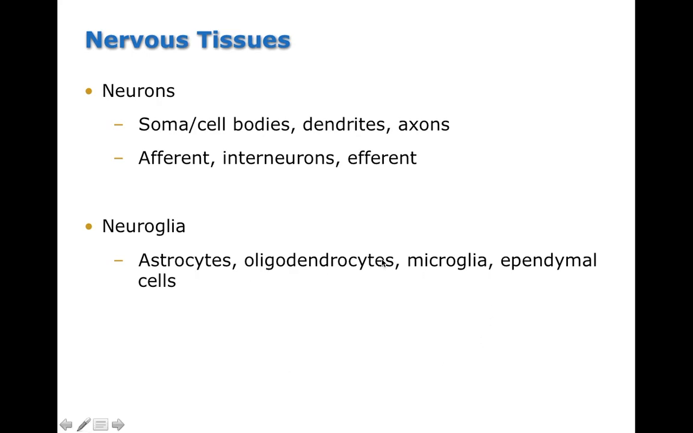And then oligodendrocytes are the ones which help form myelin, or the insulating material of axons within your central nervous system. We have the microglia, which are essentially the immune cells of your brain and spinal cord. And then the ependymal cells are a specialized type of cell with cilia on the surface that actually help make cerebrospinal fluid, which is that nourishing fluid and protective fluid of your brain and spinal cord.